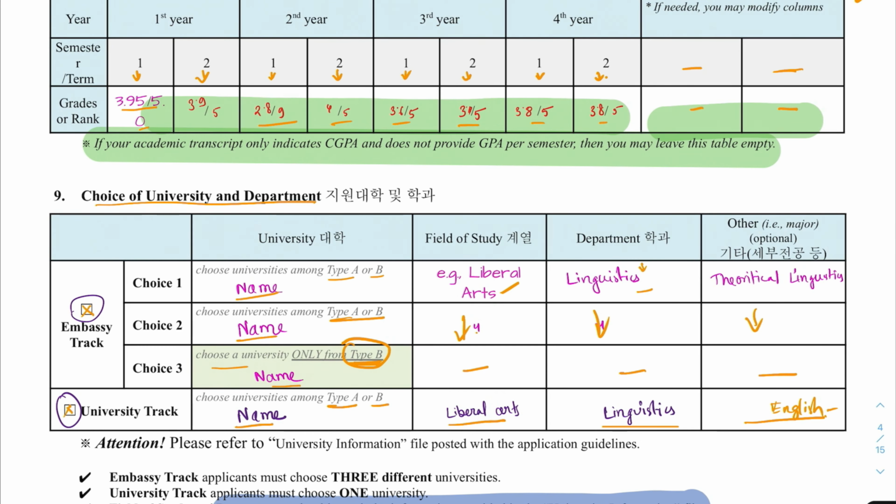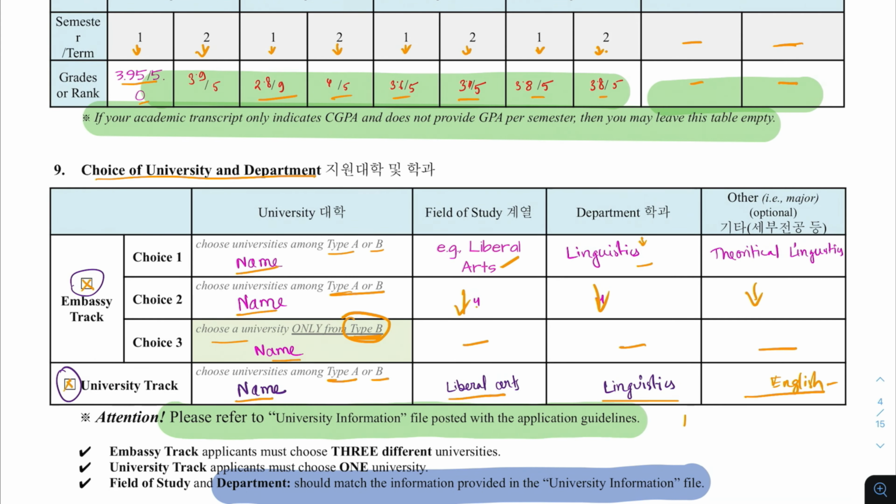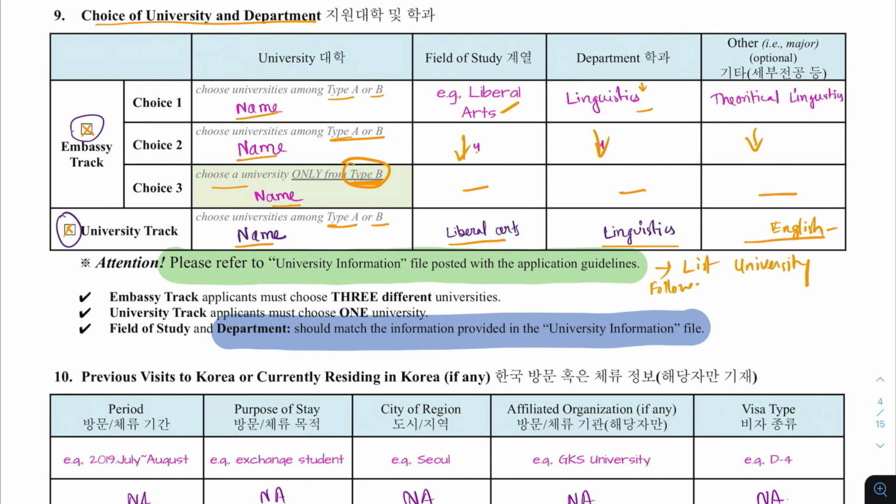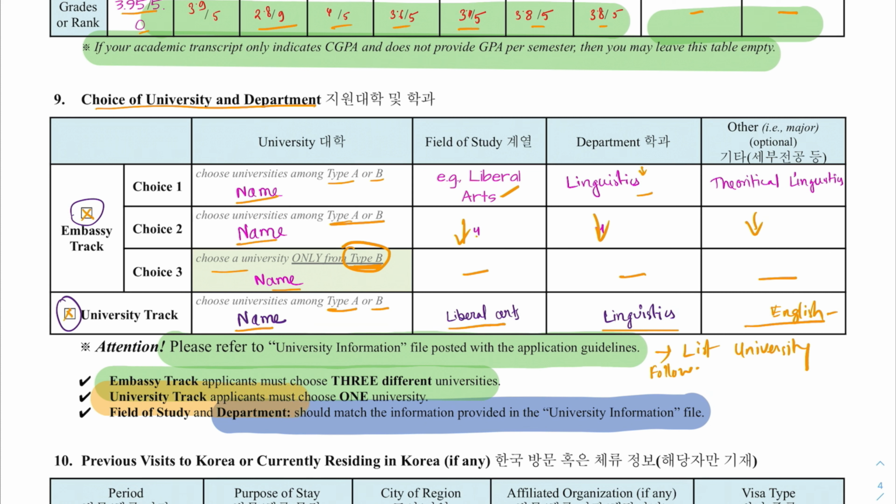Here they have mentioned to please refer to the university information file posted in the application guideline, and you have to check the subject according to the list provided in the university details. They have mentioned that embassy track applicants must choose 3 different universities, university track applicants must choose 1 university, and the field of study and the department should match the information provided in the university application file list.